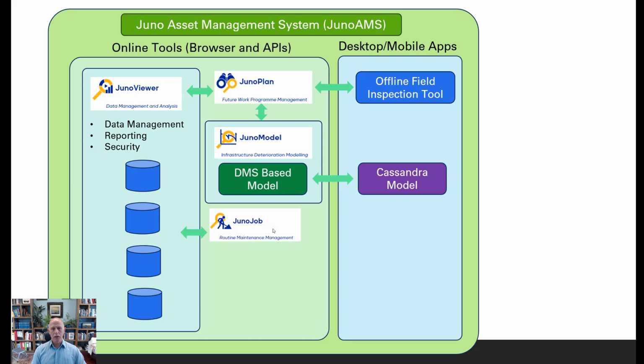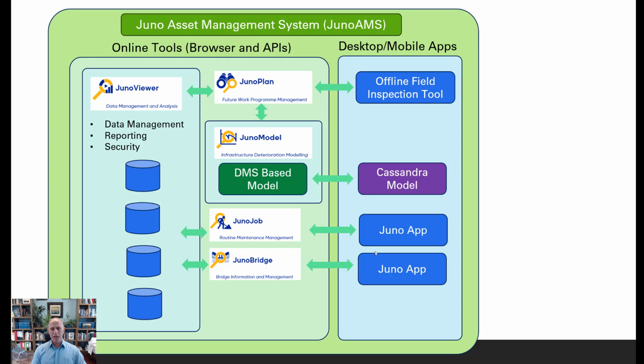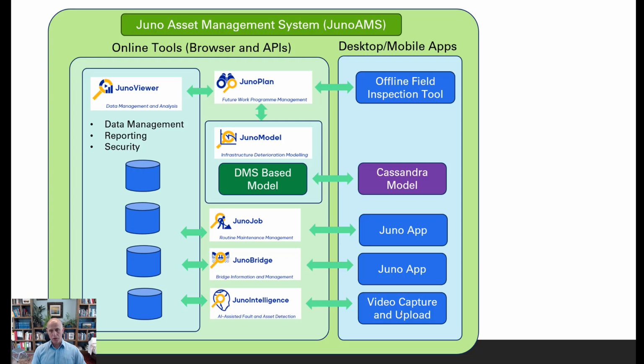Then there are the other components like JunoJob, which has the Juno app for inspections. Then there's JunoBridge, which also has the Juno app for inspections, taking photos on site, syncing it back for reports, etc. And Juno Intelligence, which also has a Juno app to capture videos. And there are also some desktop tools that allow you to sync videos up to our server from where inferencing can then take place, so that the identified distresses and assets can be logged in your database.